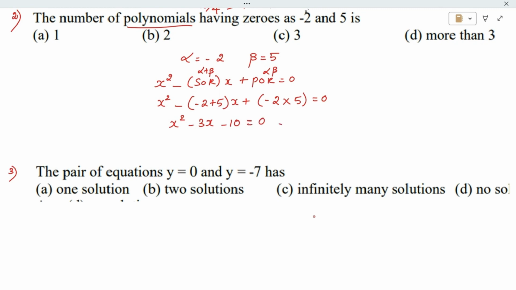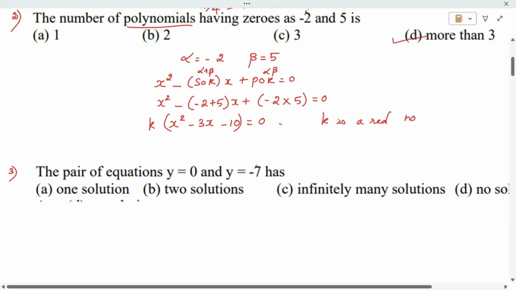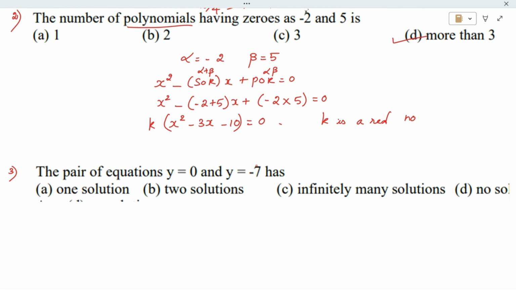This is one of the polynomials. If I am going to multiply this with some constant k, where k is a real number, then there will be multiple polynomials possible, isn't it? Since k is a real number, it can take any values like 1, 2, 3, and so on. So if I substitute k as 1, I will get one polynomial. If I substitute k is equal to 2, I will get another polynomial. If I substitute k is equal to 90, I will get another polynomial. So there are more than 3 polynomials possible to have the zeros as minus 2 and 5. So the option is D, more than 3.